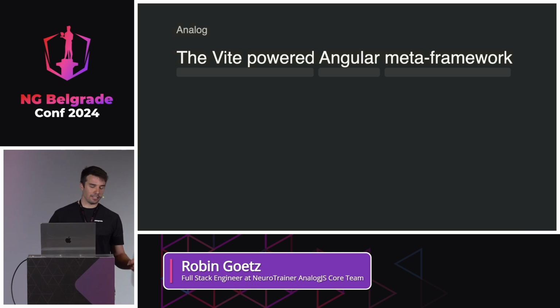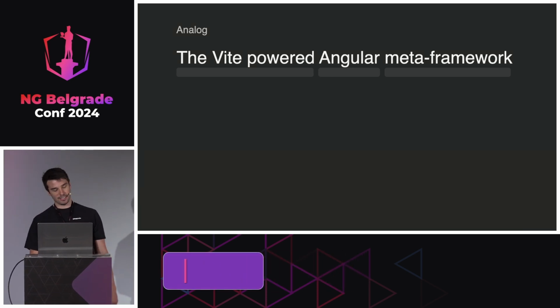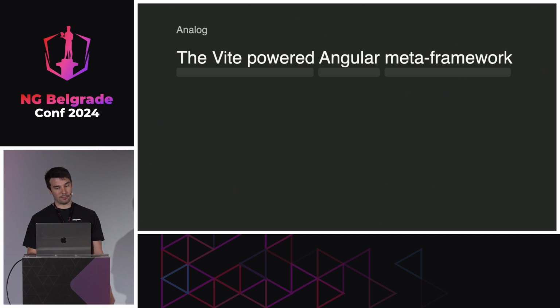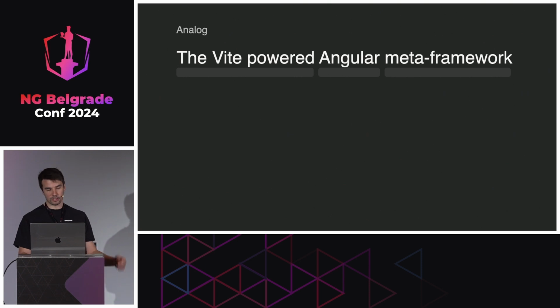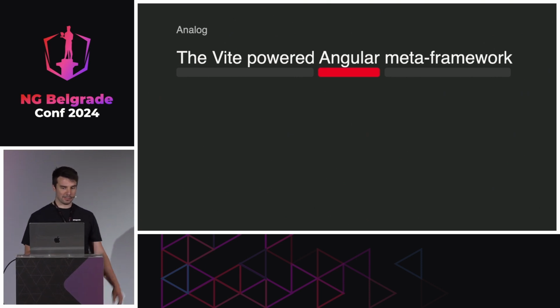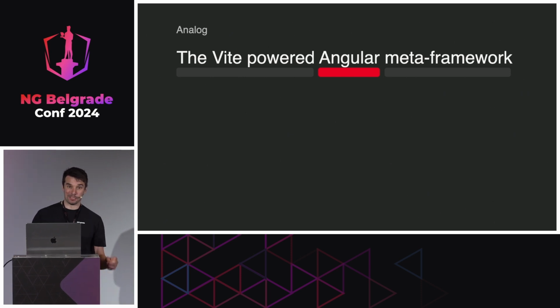So what is Analog? There's three parts to it. It's Vite-powered, it's Angular, and it's a meta framework. I'm going to go into all three of these and give you an introduction of what these things are. So let's start with the easy one, right? We all love Angular, that's why we're here, or at least we work with it. So that should be pretty quick.